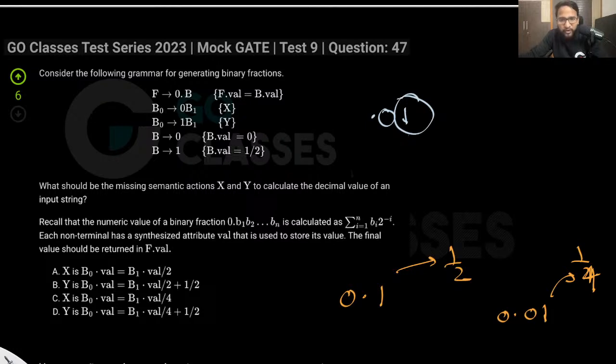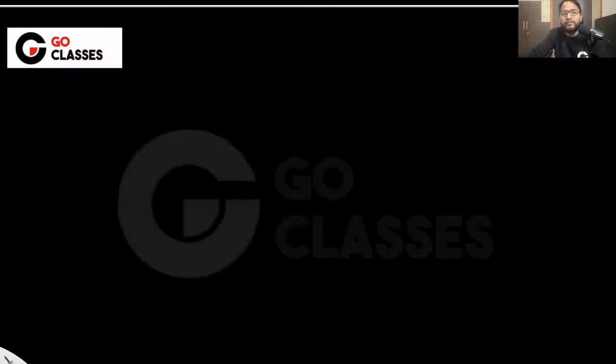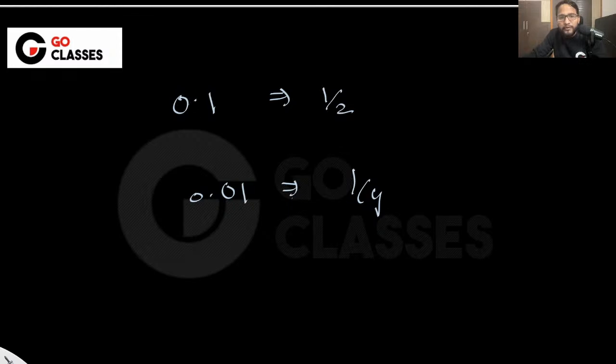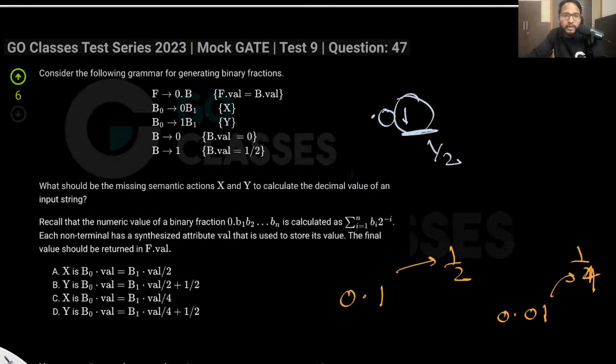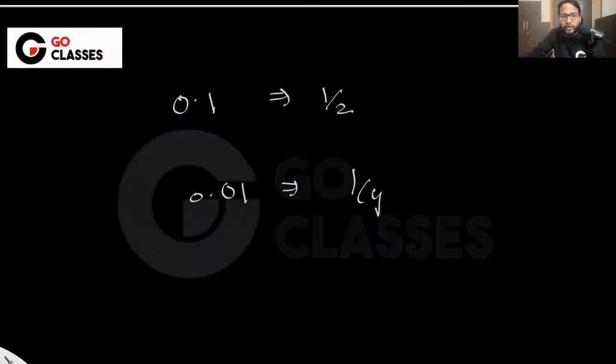See, whatever this one's weight, which is 1 by 2. Now, in this case, it is actually 1 by 4. Because see, what is the value of 0.1? It is 1 by 2. What is the value of 0.01? It is 1 by 4. Which means if you're shifting it to the right, you are dividing by 2. So that's what they're saying. If you're shifting it to the right, whatever the b1 value was, you need to divide by 2, right? So if you're shifting to the right, you need to divide by 2.